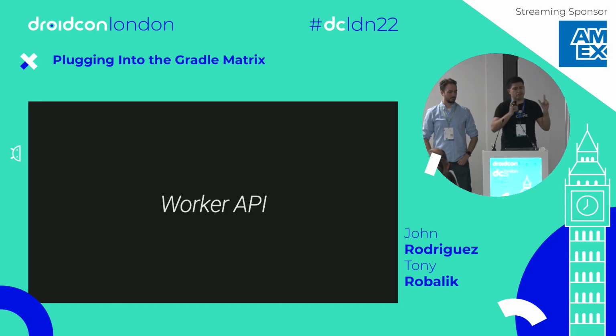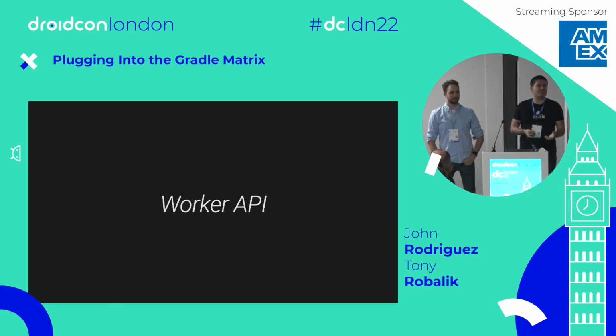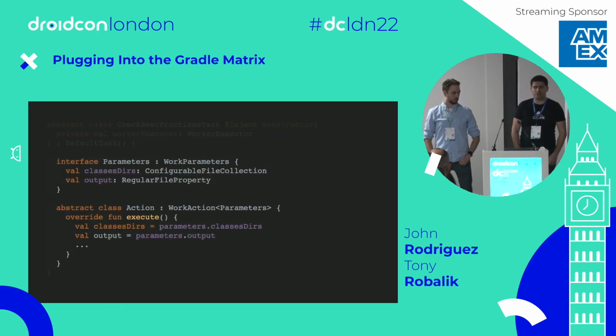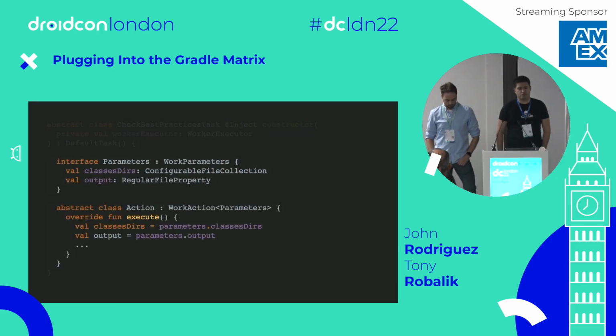However, at the moment, unless you operate in a certain fashion, two tasks cannot run concurrently within the same project unless you use the worker API or, as I was informed earlier, configuration caching. Just by the nature of making your project configuration cache compliant, you get this for free. But previously, in order to have two tasks in the same module, not in different projects, run concurrently, you had to use this thing called the worker API, which was essentially a way of doing parallelized execution of work.